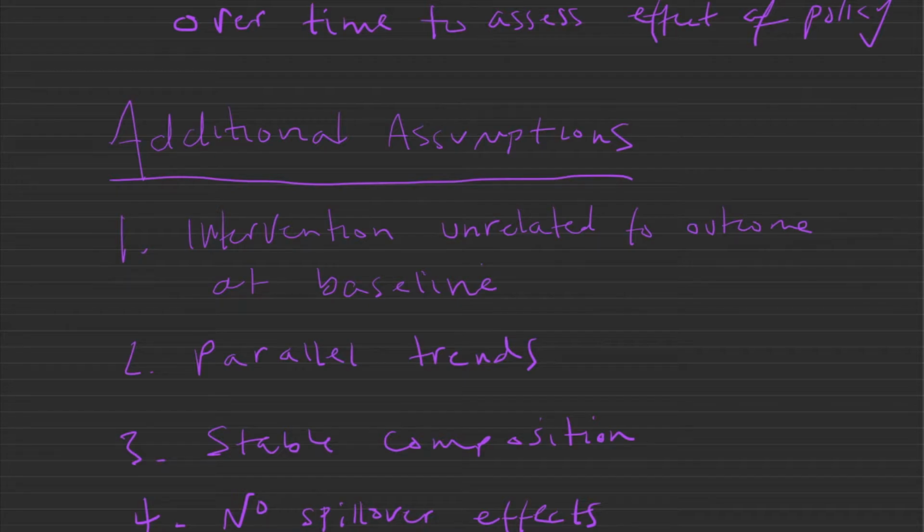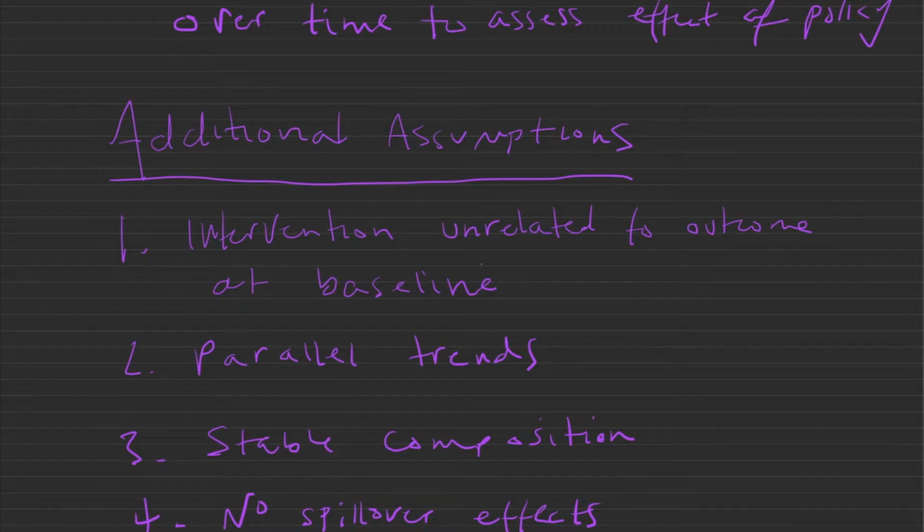Parallel trends is really the critical assumption to ensure the internal validity of difference in difference models, and this is really the hardest to fulfill, it's the hardest to test. Parallel trends requires that in the absence of treatment, so in the absence of intervention, the difference between the treatment and control group is constant over time.